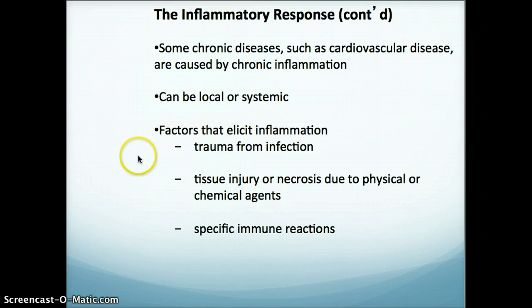And things that will elicit inflammation, first of all, if we have trauma from an infection, that will elicit an inflammatory response. If you have tissue damage or necrosis, which is the death of some tissue, due to a physical or chemical agent, you will see inflammation. And then also sometimes with specific immune reactions. So the immune response may actually elicit inflammation to fight off an infection.